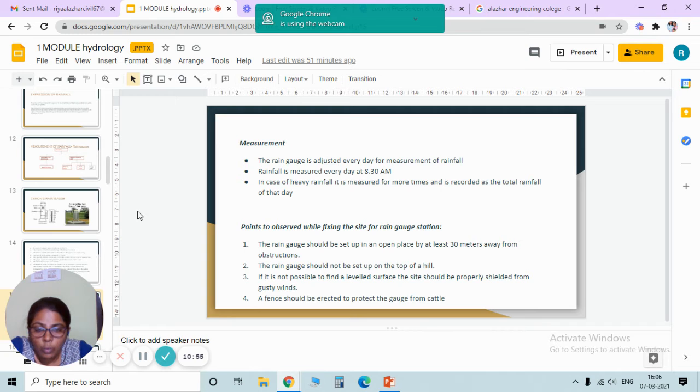Now we will see what are the points to be observed while fixing a site for a rain gauge station. The first one is that the rain gauge should be set up in an open place at least 30 meters away from any obstructions, and the rain gauge should not be set up on top of a hill. If it is not possible to find any level surface, then the site should be properly shielded from gusty winds. And last, a fence should be erected to protect the gauge from cattle and the like.